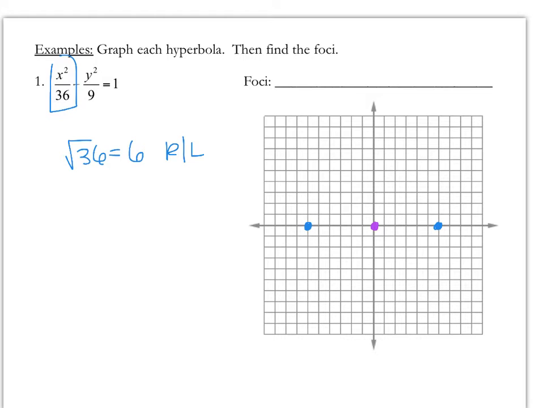So I went right and left 6. And then for the second fraction, if I do the square root of the denominator in the direction of the numerator, that's square root 3. The y is on top, so that tells me I'm going in the y direction 3. I'm going to go up and down 3.